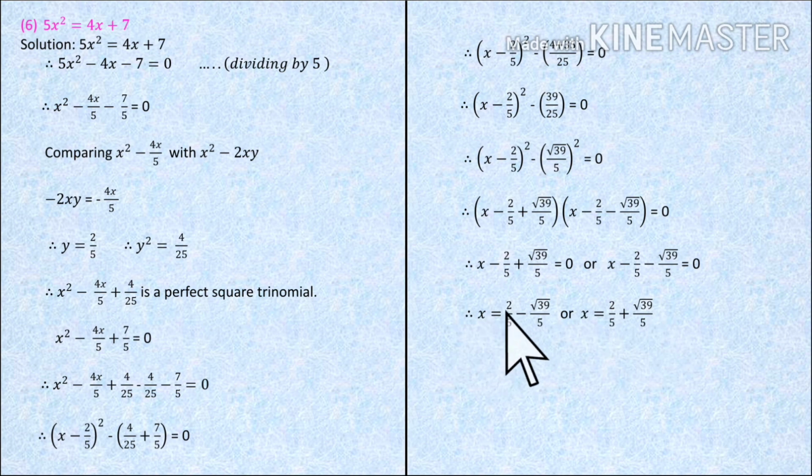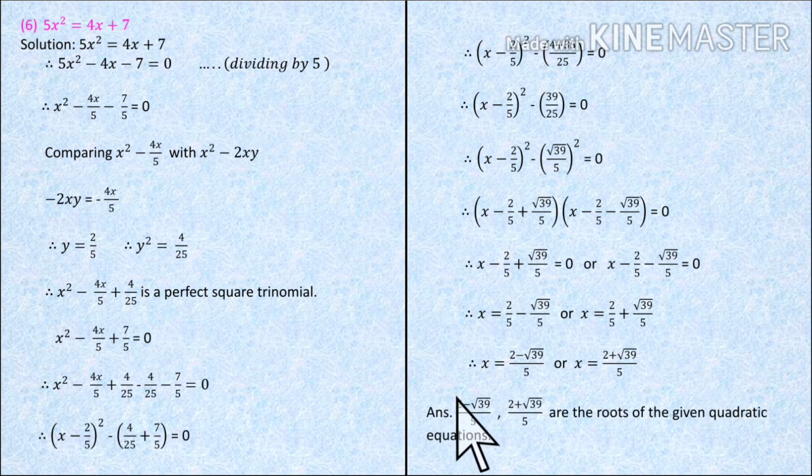After that, change the side and find the value of x. Therefore, x is equal to 2 by 5 minus root 39 upon 5, or x is equal to 2 by 5 plus root 39 upon 5. Denominators are the same, so we can write x is equal to 2 minus root 39 by 5, or x is equal to 2 plus root 39 by 5. Answer: 2 minus root 39 by 5 and 2 plus root 39 by 5 are the roots of the given quadratic equation. So here practice set 2.3 completes.